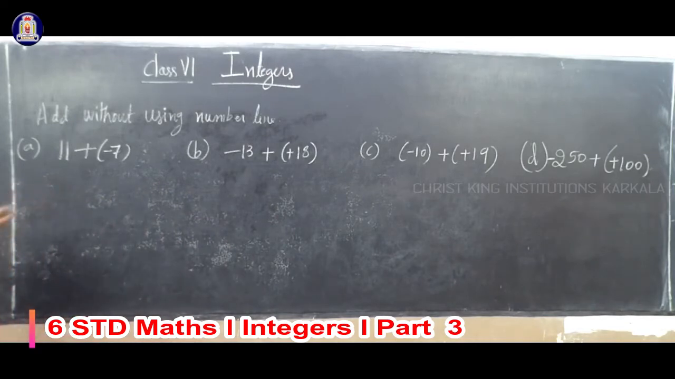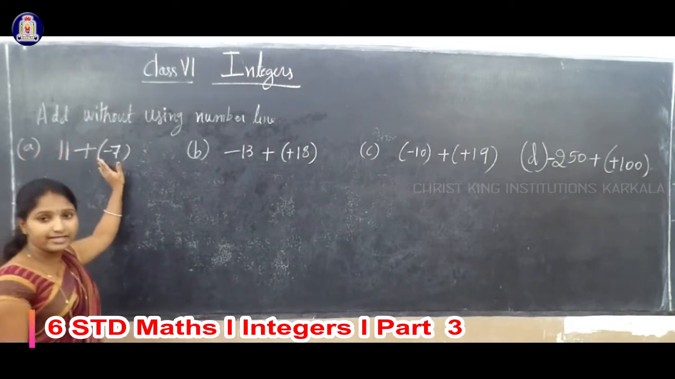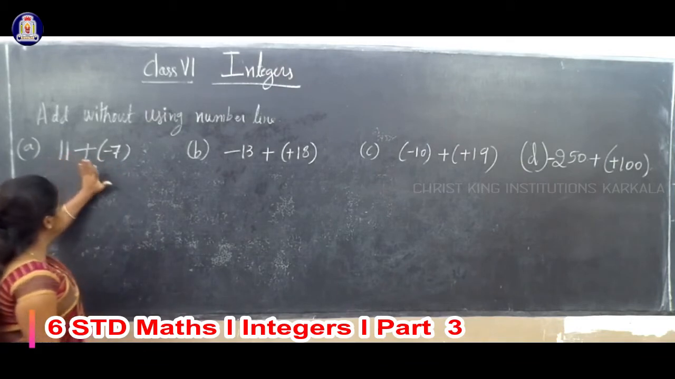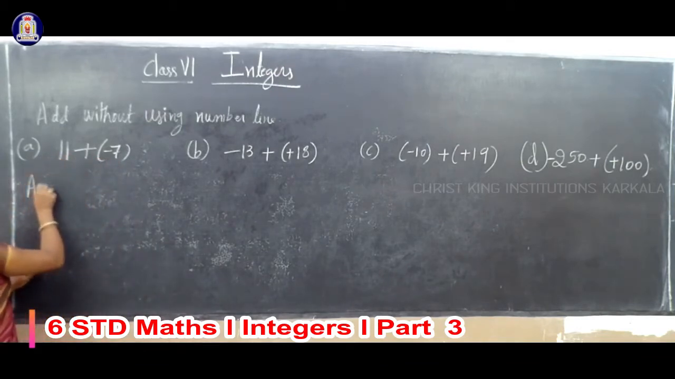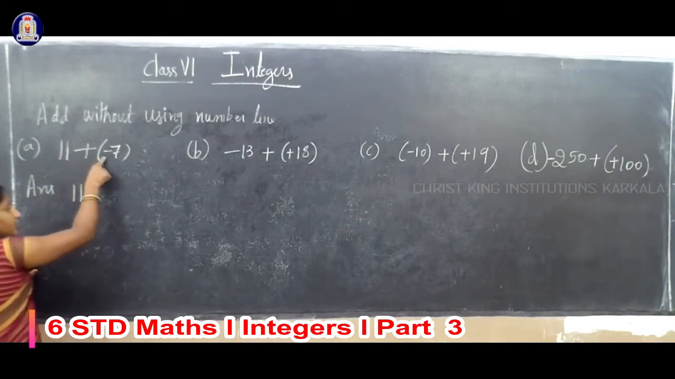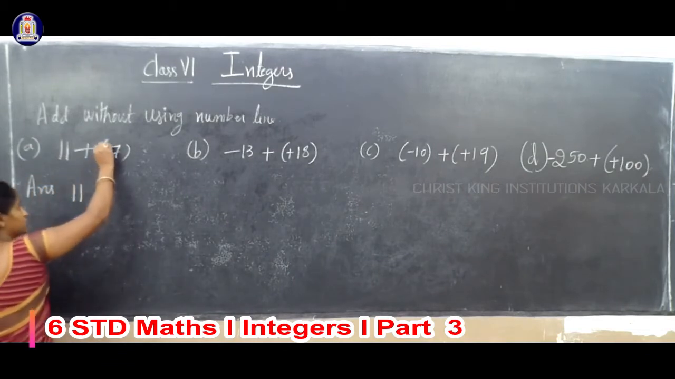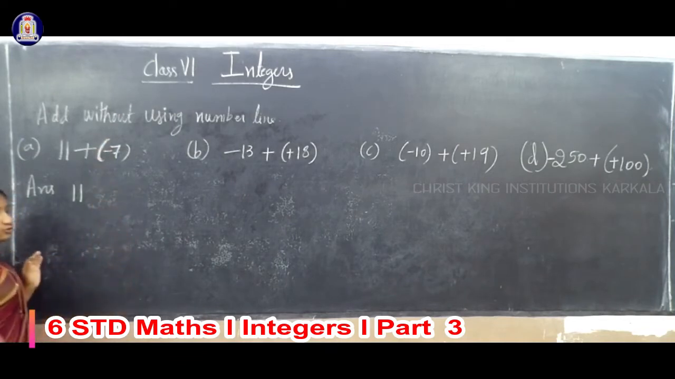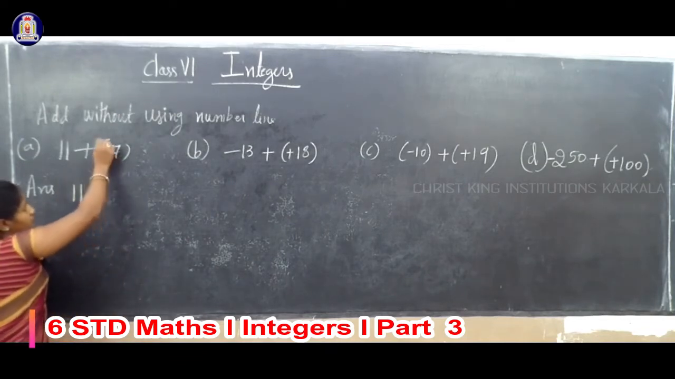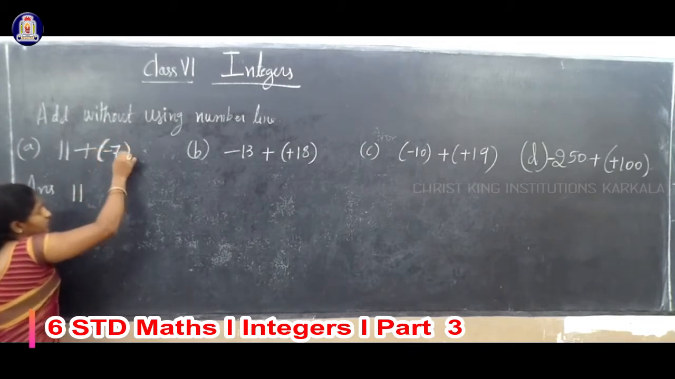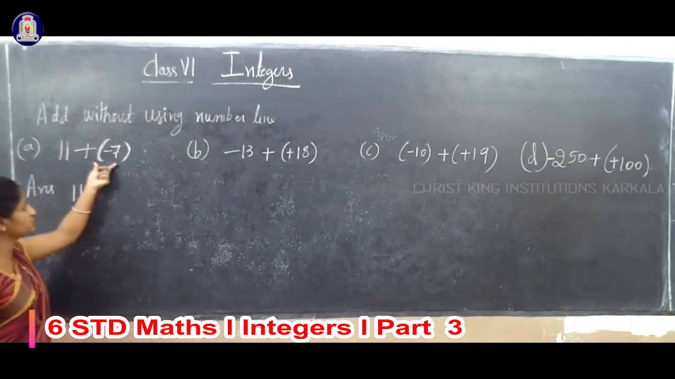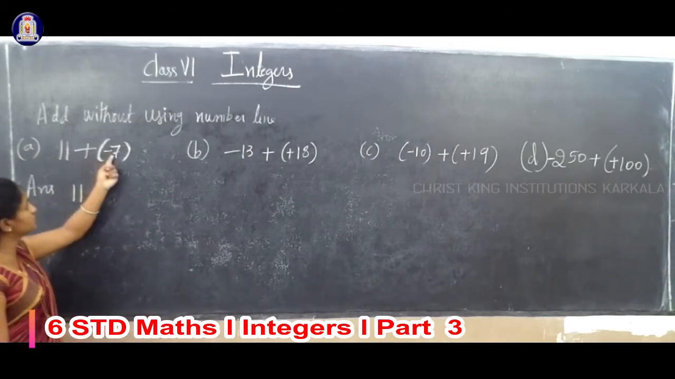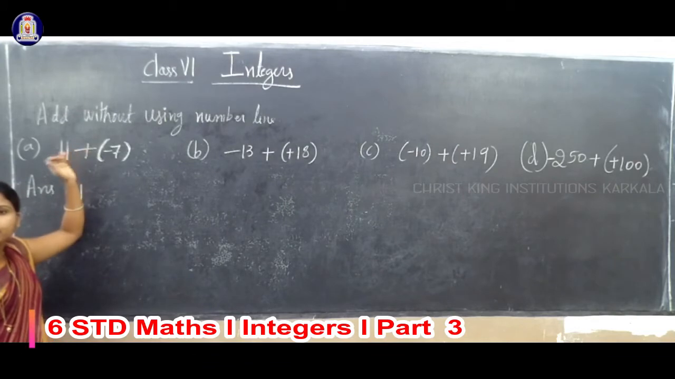The first question is 11 plus (minus 7). So in this question, see, 11 plus, and the bracket is for multiplication. So what we have to do? We have to remove this bracket before adding these two integers. If the integer is given inside a bracket, first you have to remove this bracket. So what we have to do? Just multiply the sign.